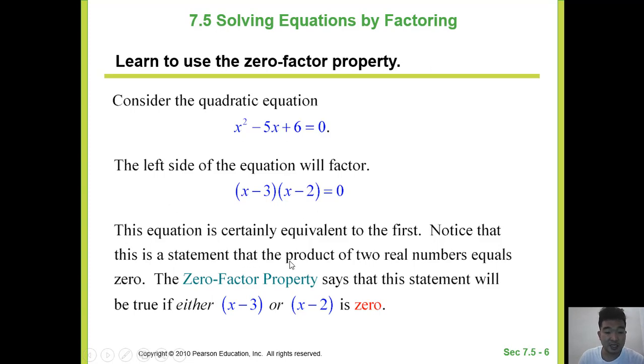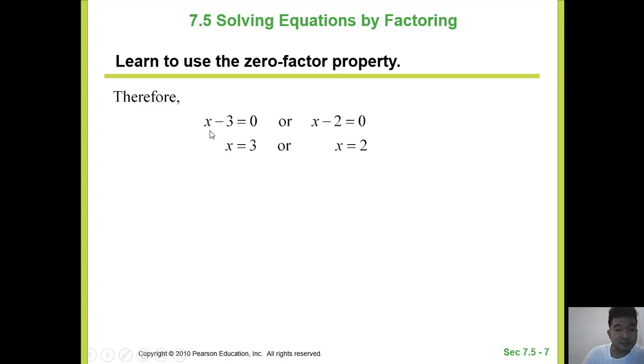Notice that this is a statement that the product of two real numbers equals 0. Tama yan, ano? Sabi natin kanina, isa dito ay magiging 0 because these two are being multiplied and the product is 0. The zero factor property says that this statement will be true if either x minus 3 or x minus 2 is 0.